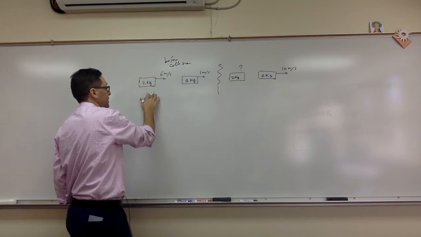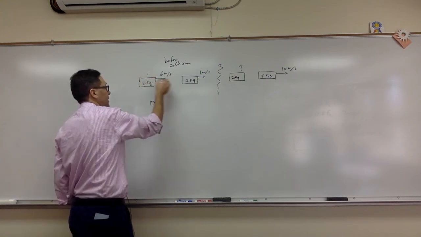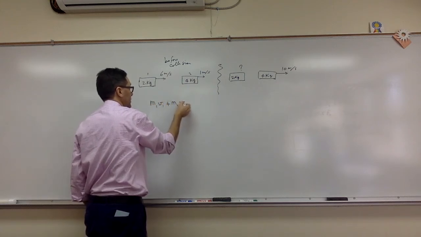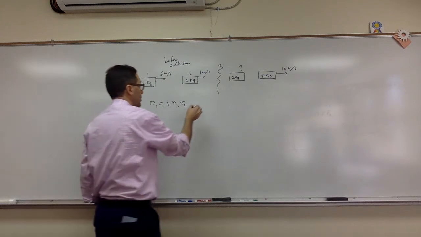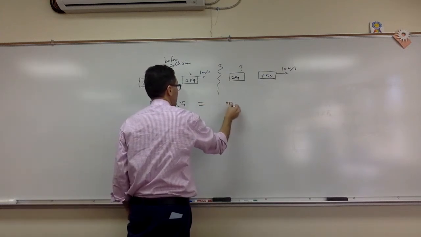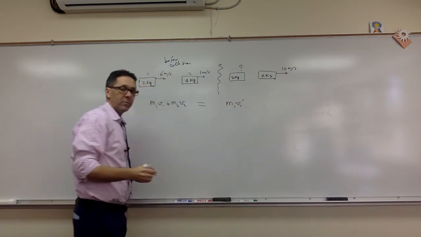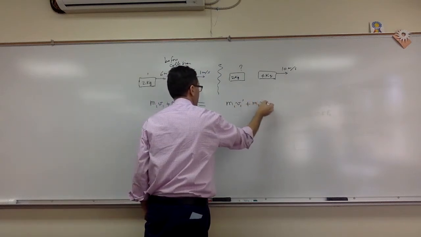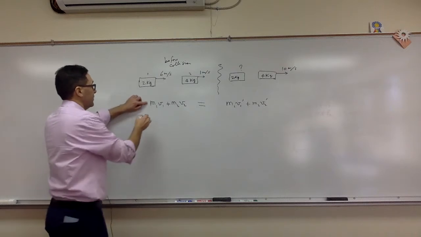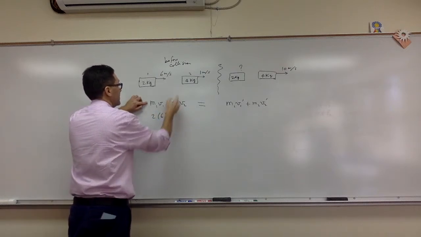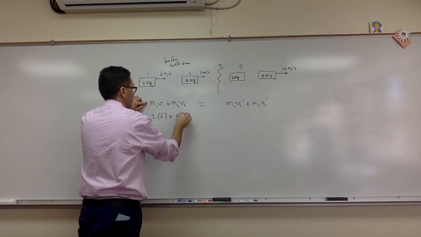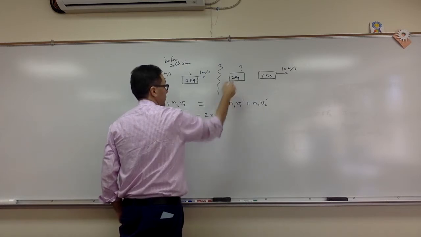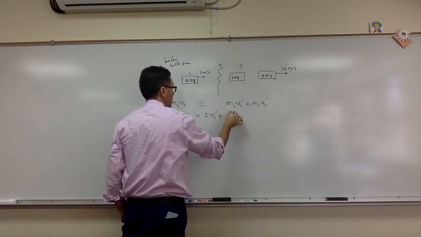Well, I'm going to do the momentum of this. I'm going to call this one 1 and 2: m1 v1 plus m2 v2. That's the total momentum before the collision, equals the momentum after the collision. After the collision, we say prime. Prime just means after: m1 v1 prime plus m2 v2 prime. Well, this is going to be 2 times 6 plus 4 times 1 equals 2 times, well, we don't know what the speed of this guy is, that's what we're looking for, plus 4 times 10.